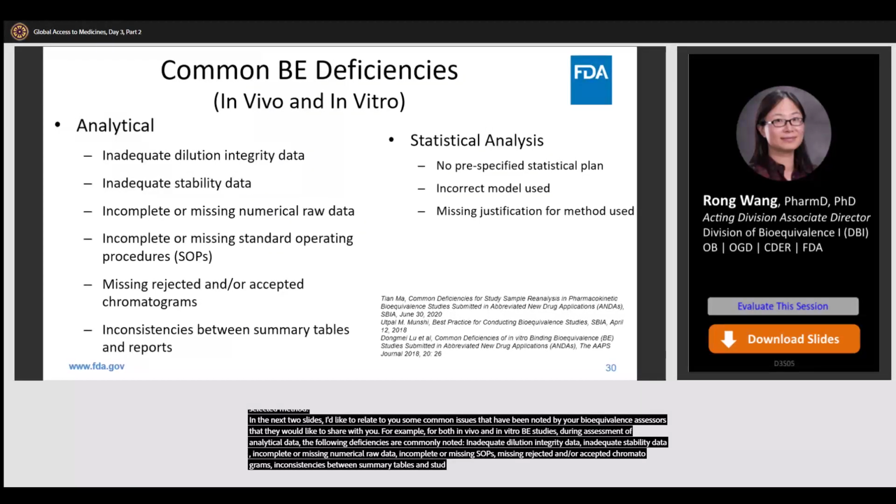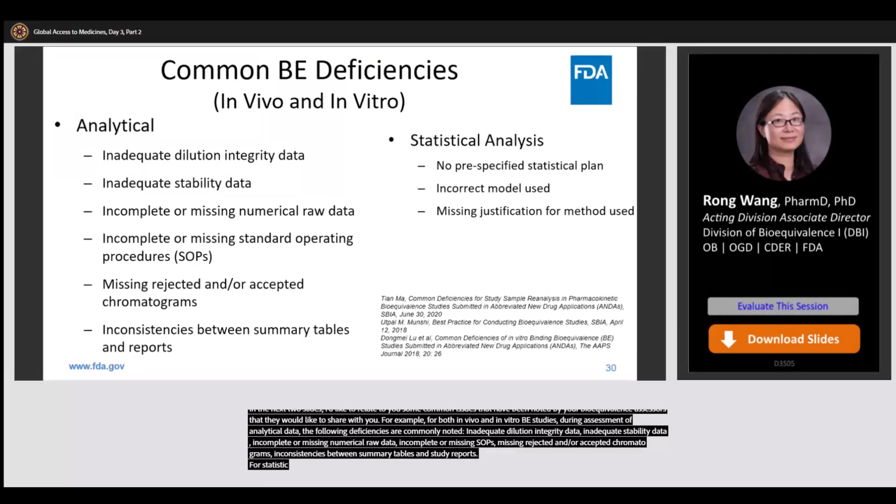For statistical analysis, common deficiencies include no pre-specified statistical plan, an incorrect model used, or missing justification for the method used for statistical analysis.